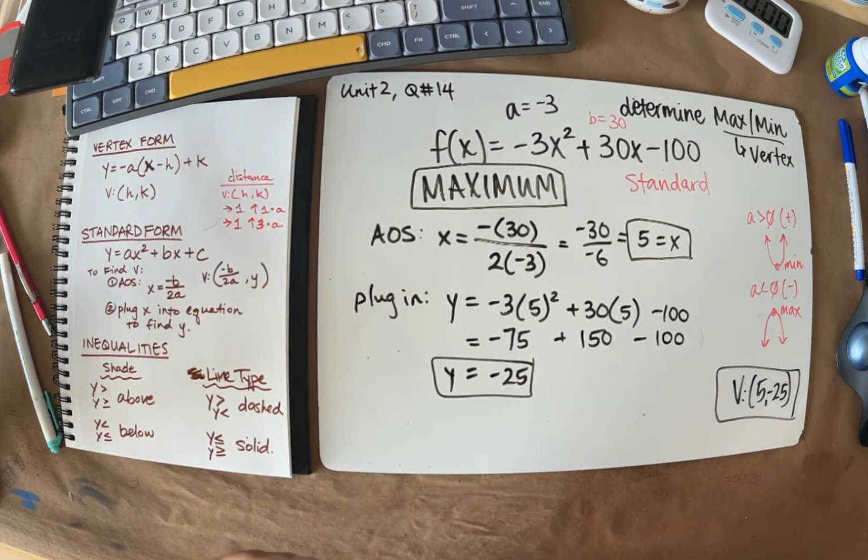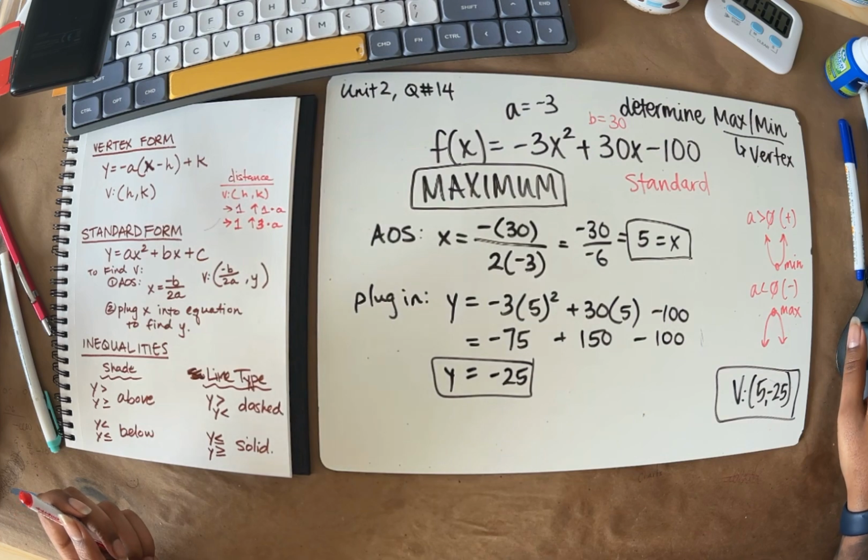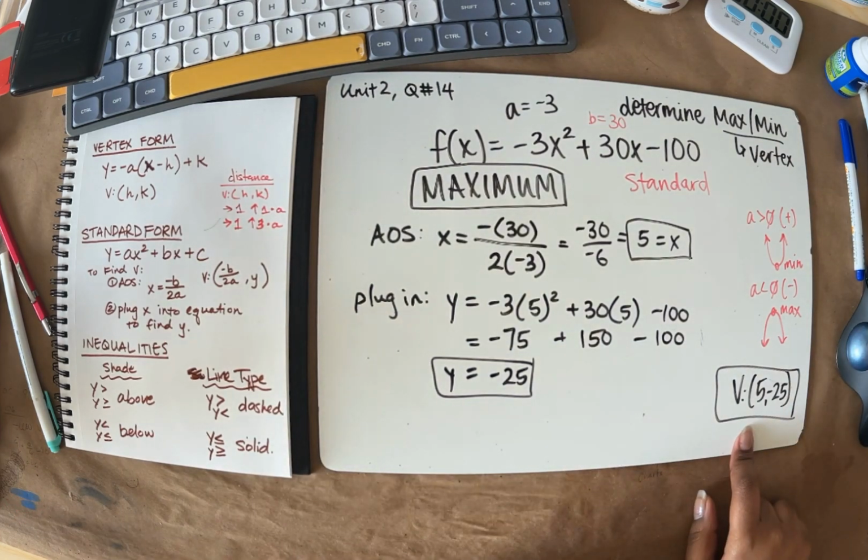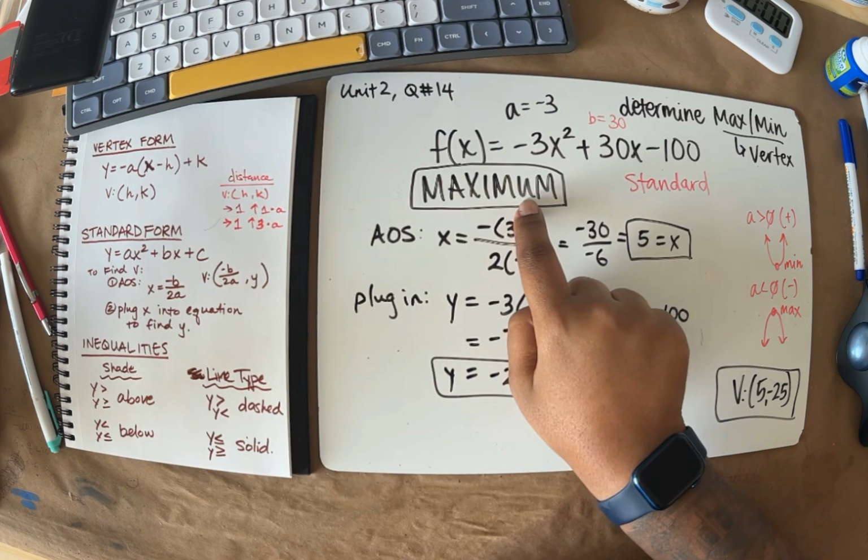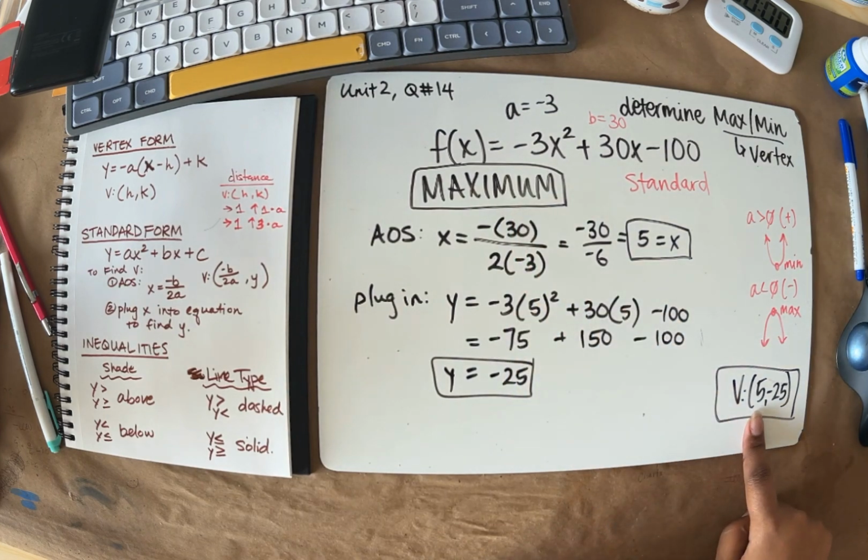We've done this one for our notes before, so we've seen this one before. We might see it again, who knows? Keep you on your toes. All right. If you have any questions, you can always let me know. But your answer is your vertex. So my answer here is my maximum and my vertex of 5, -25.